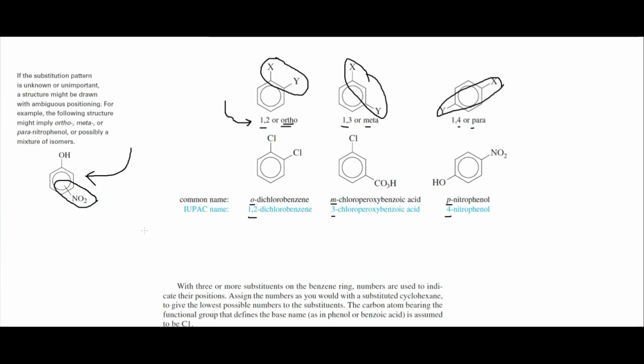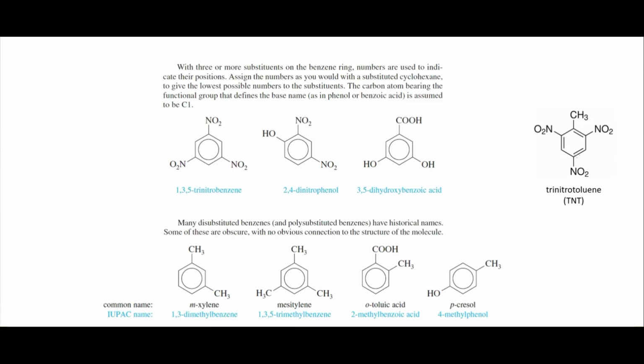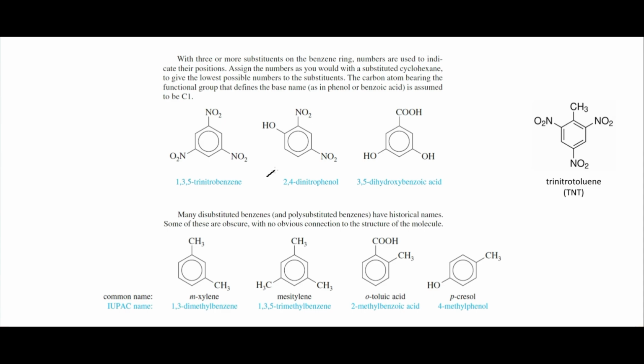If we have 3 or more of these substituents, then we want to start numbering from one of these substituents. Usually it will be whatever is considered the backbone. So for instance, this one right here is a phenol backbone, so it has that alcohol group there. And so we start with the 1 carbon where the alcohol is attached, and then we just number to the nitro group. So if that's 1, this would be 2, that would be 3, and that would be 4. And so we see this is 2,4-dinitrophenol.